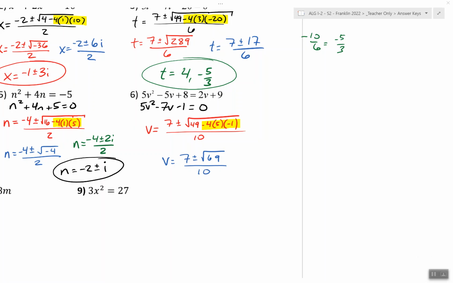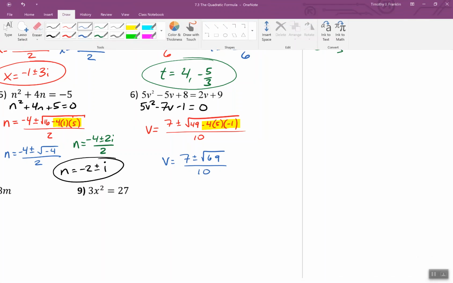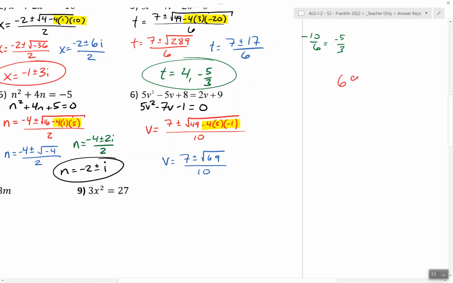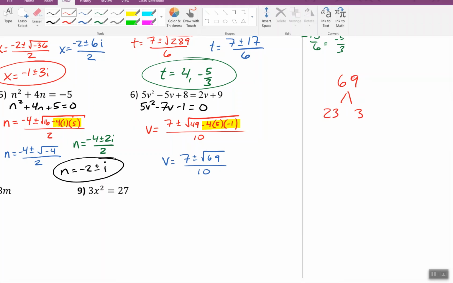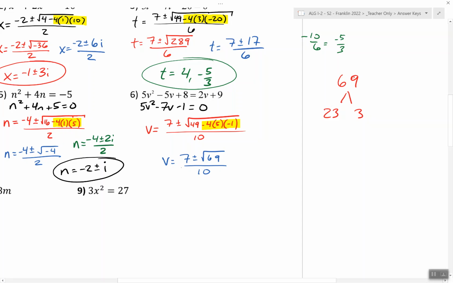Now, looking at 69, that is not a perfect square, and it does not have any perfect square factors because 69 is 23 times 3. 23 is prime, 3 is prime, so this is actually all we can do. Check to simplify. 7 is prime, 10 doesn't divide into 7, so this is it. Just leave your answer just like that. 7 plus or minus the square root of 69 over 10.